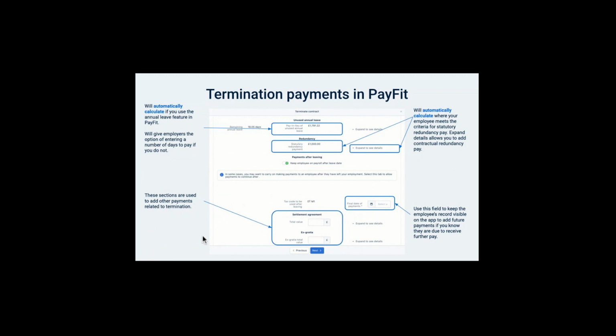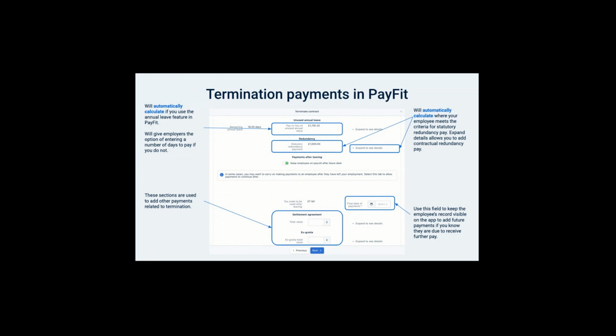Now, if you are terminating your employee for another reason, such as a settlement agreement, you can input a settlement agreement amount in here as well. And if you process any ex gratia payments, this may be because your employee doesn't qualify for statutory redundancy pay, but you also don't have any contractual provision for contractual redundancy pay. You may wish to make a completely discretionary payment to an employee, and you can do so by using the ex gratia box that we have here.